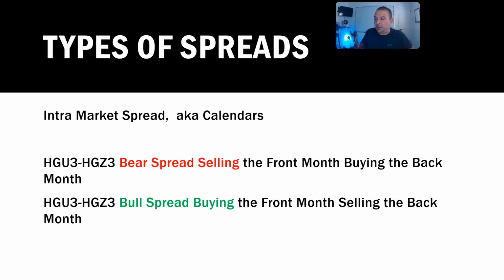We're going to talk about the intramarket spread, also known as calendars. In this example, this is high grade copper, and we're looking at the September month versus December, so HGU3 minus HGZ3. If your intention is for this spread to go down, in other words you're saying the front month price is going to go down, then you would sell the front month and buy the back month, and that's called a bear spread. If you flip it the other way, that's simply a bull spread. This is a basic intramarket calendar spread.